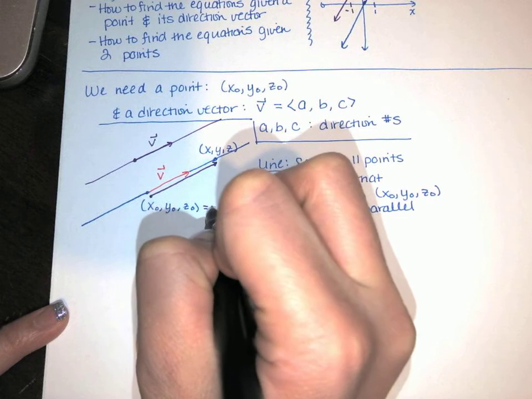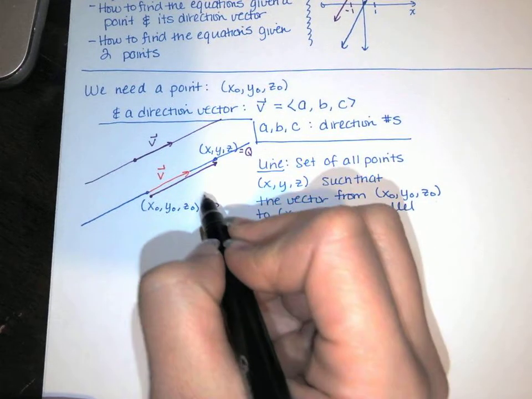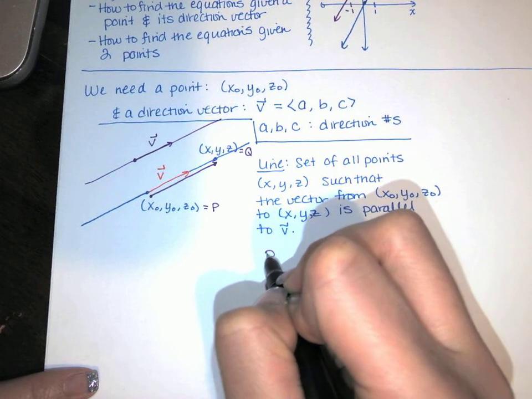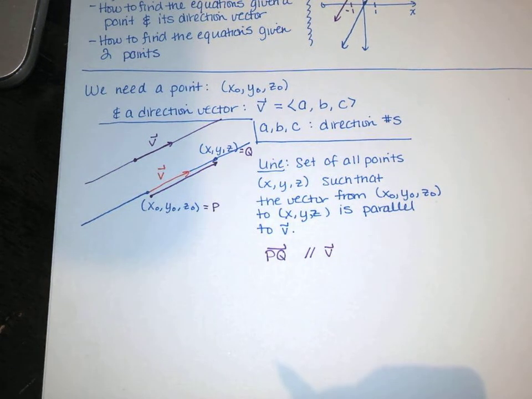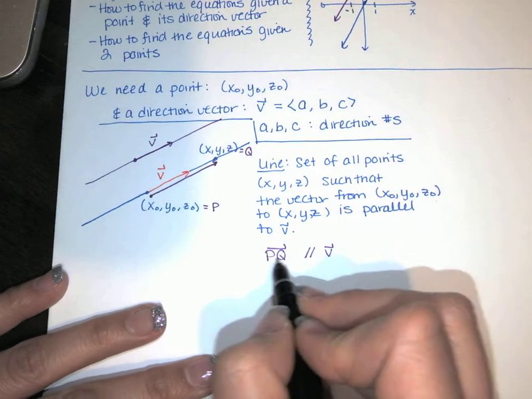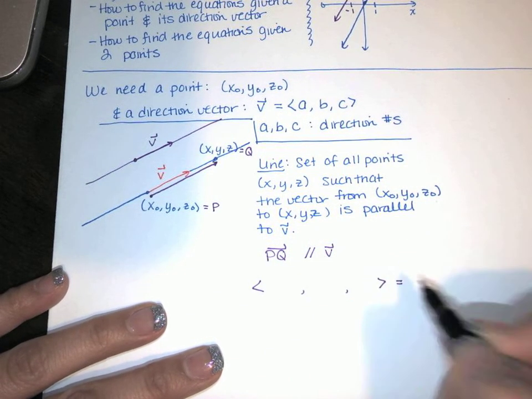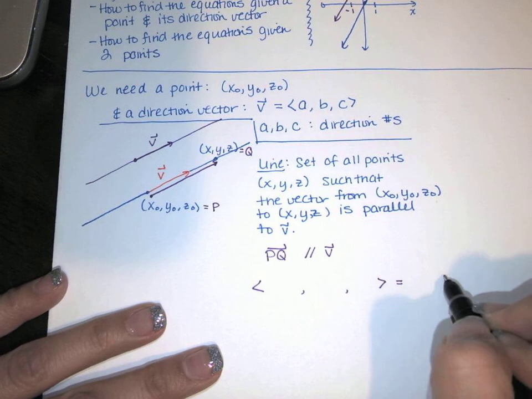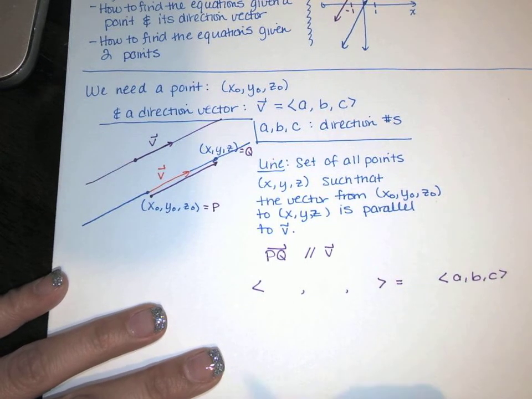So I'm going to call this point P, and I'm going to call this the point Q. So the vector from P to Q has to be parallel to v. And if PQ is parallel to v, that means PQ in component form has to equal a constant times v. And v has components a, b, and c.